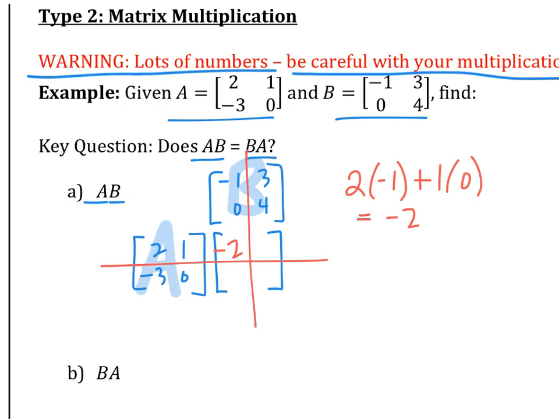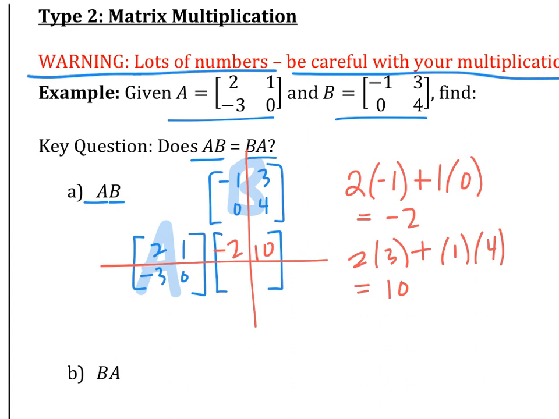Sometimes people kind of do it in their head and then they get 1 times 0 equals 1. So please be careful. Okay, next, 2 times 3, and then plus the next element, 1 times 4. Okay, so this is 6 plus 4, which is 10. So 10 goes there. All right, and then you do the same thing to fill up the matrix.